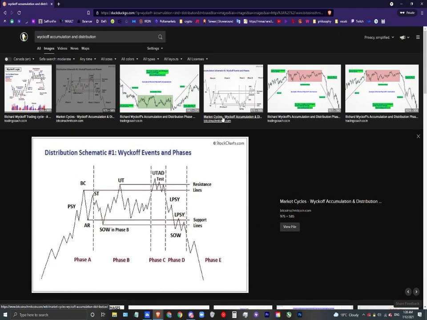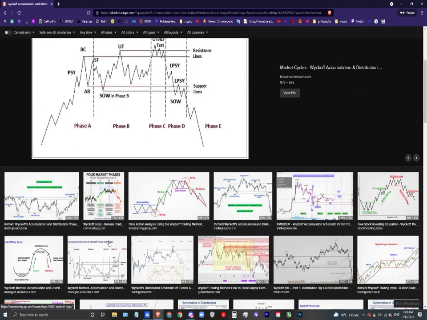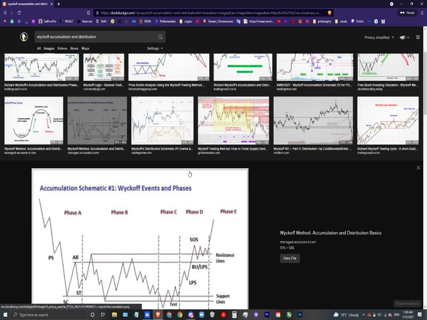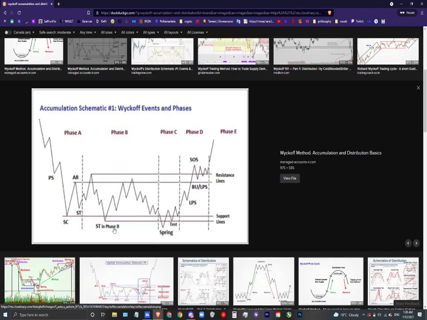Now let me explain accumulation. Accumulation is pretty much just the opposite, just distribution flipped pretty much. We've got our preliminary support, our selling climax, automatic rally, secondary test in phase B, spring test, last point of supply, sign of weakness.